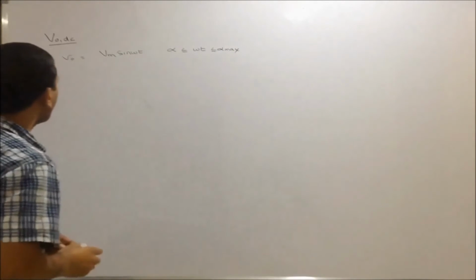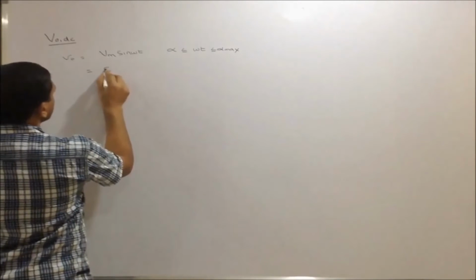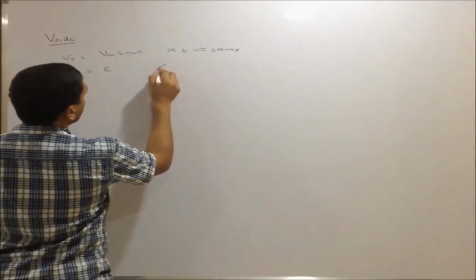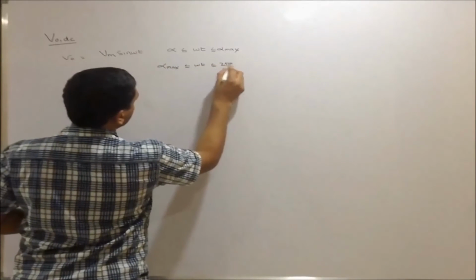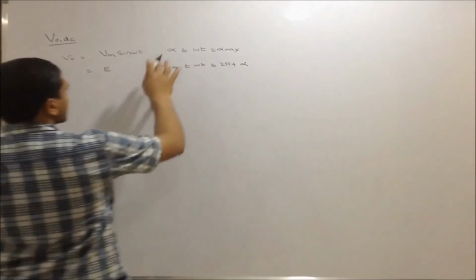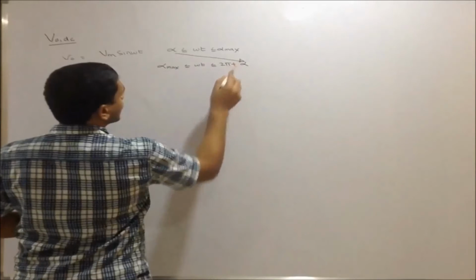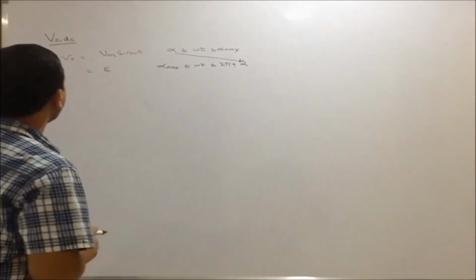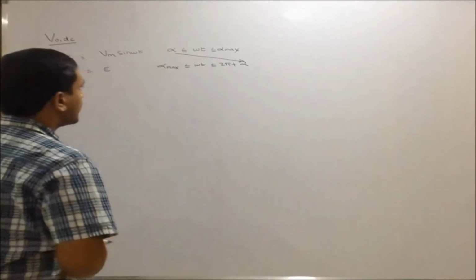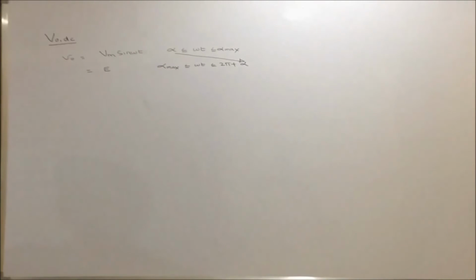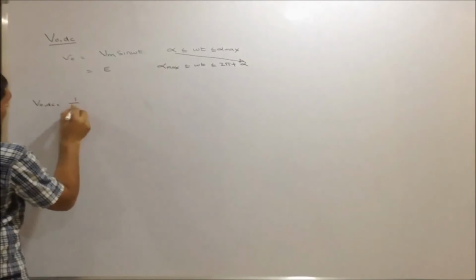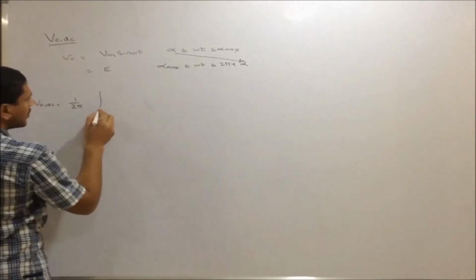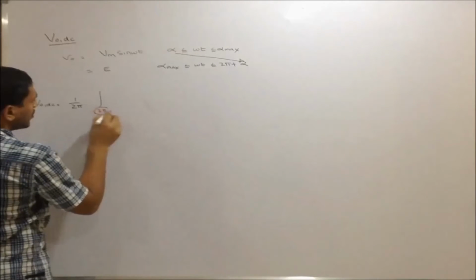And V0 equal to E for alpha max less than or equal to omega t less than or equal to 2 pi plus alpha. This I have written for an interval of 2 pi, that is the cycle time. So given this specification, anybody can calculate the average V0 value. So now you do the integration. V0 DC equal to what? 1 by 2 pi integral over 2 pi.